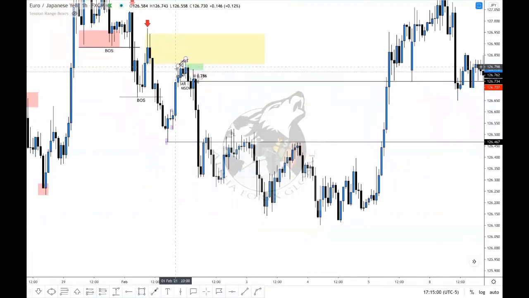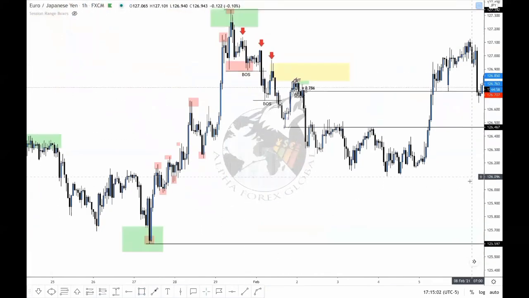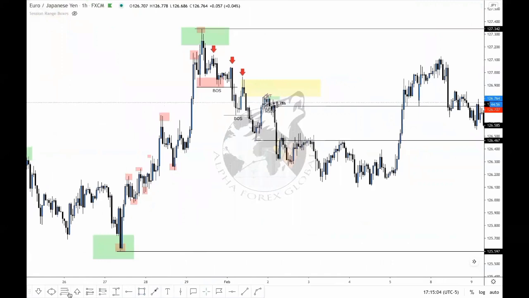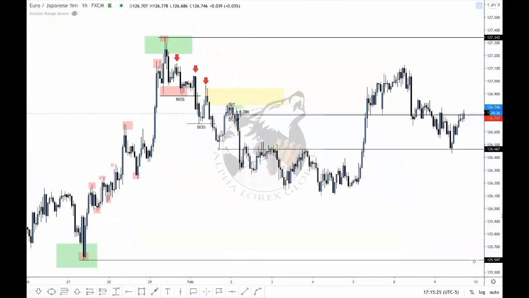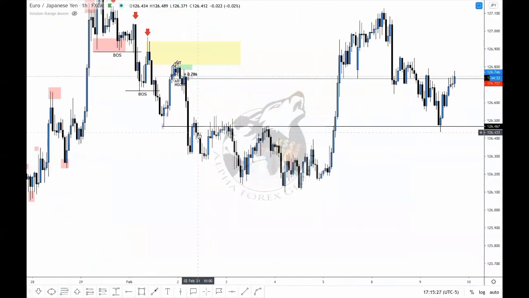So the market pushed down, right? And now we're basically within premium price, right? Discounted price, sorry. Look at this. So now we are basically in discounted price, and this is when you generally want to look for buys, right? In the discounted price region, right?